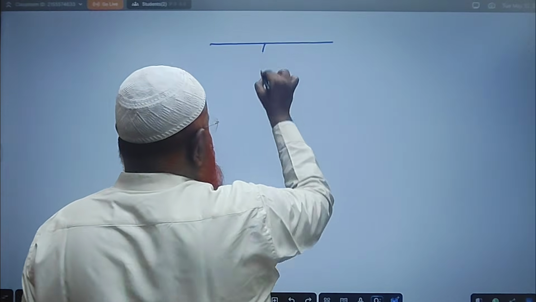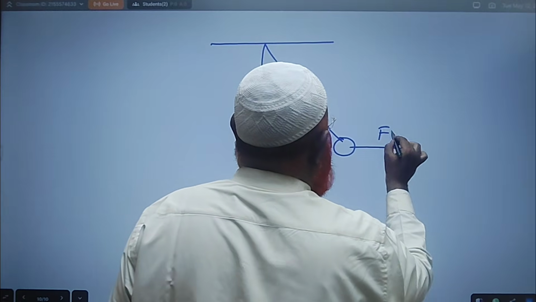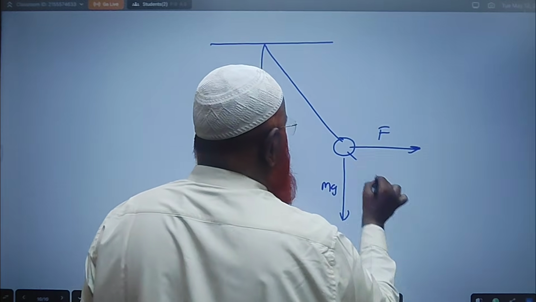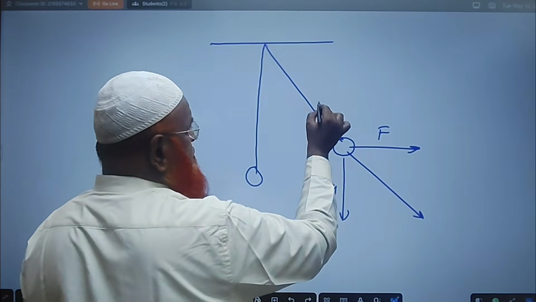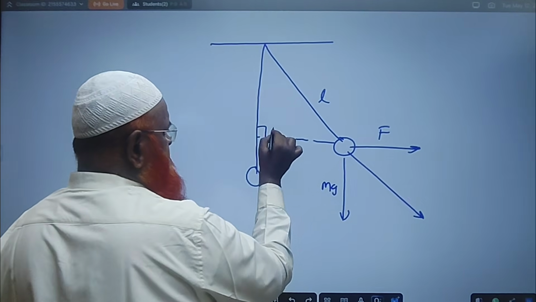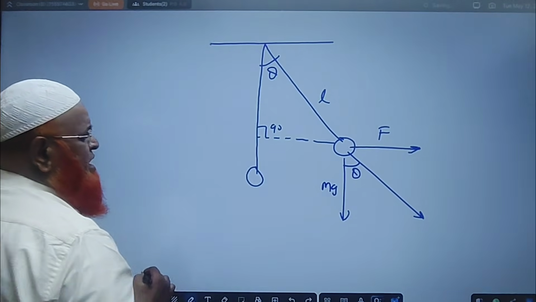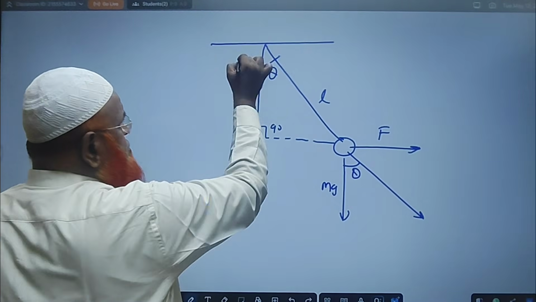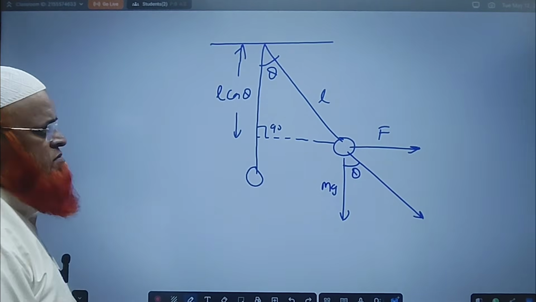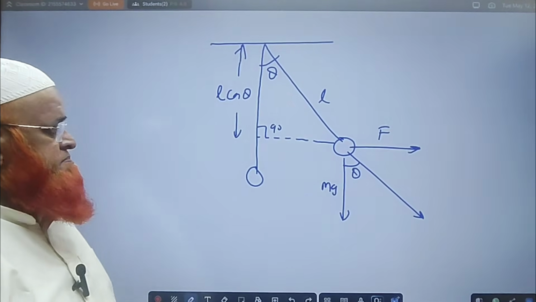See here, if this is a pendulum, you have to think at a different angle here. You are applying a horizontal force F, and mg is acting downwards, and this is going to be the resultant force. If this is the length, and I draw a line like this making 90 degrees, this is going to be angle theta, this is also going to be angle theta. Here, if this is L, you should know that the component of that is going to be L cos theta. Am I right or not? Understood? L cos theta.